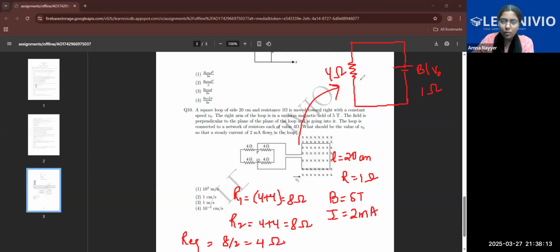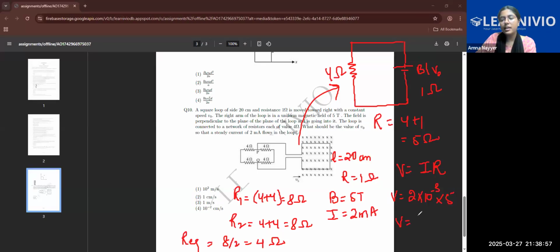Now one thing, along with this 4 ohm, we have to use this resistance also. So the final resistance of the circuit will be 4 plus 1, that is 5 ohm, because 1 ohm will be added to it. So we know the resistance now. We know the current also. What will be the voltage? Voltage is current into resistance. So voltage will be 2 into 10 to the power minus 3, 2 milliamperes, into 5.